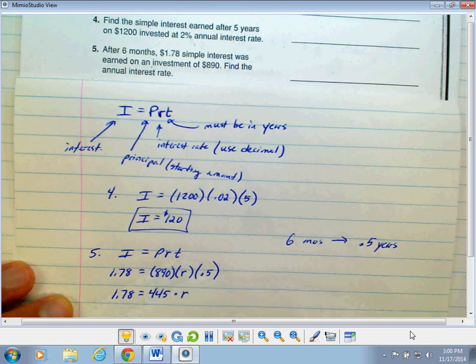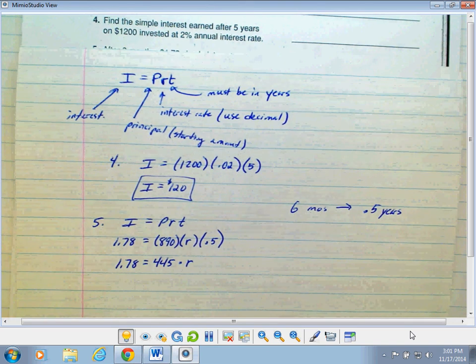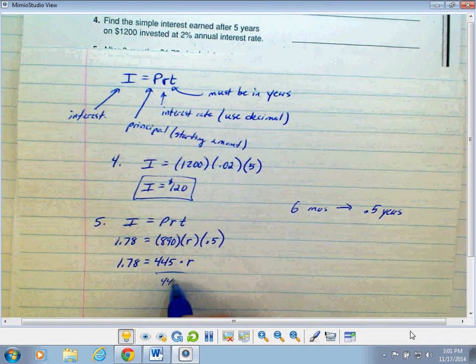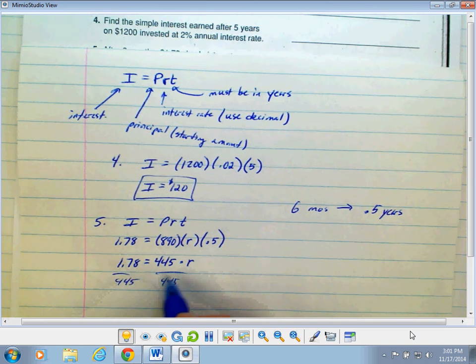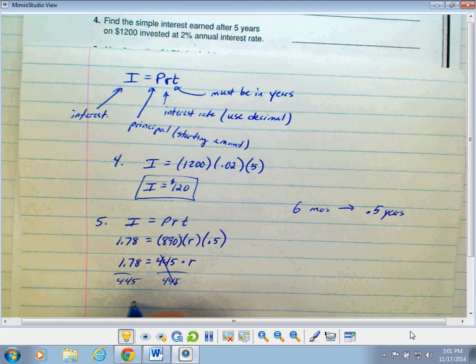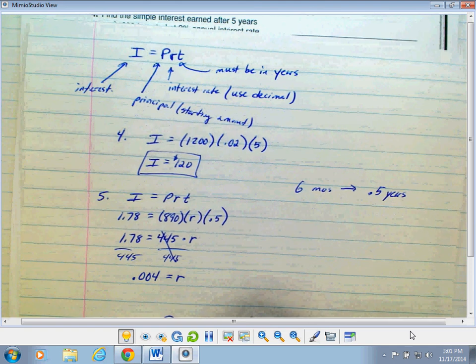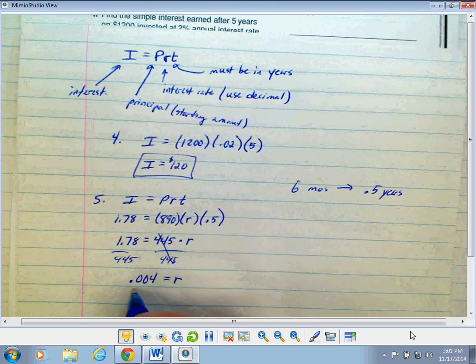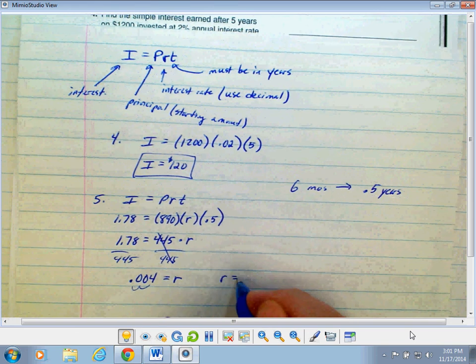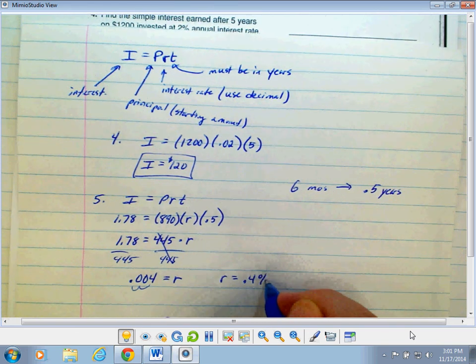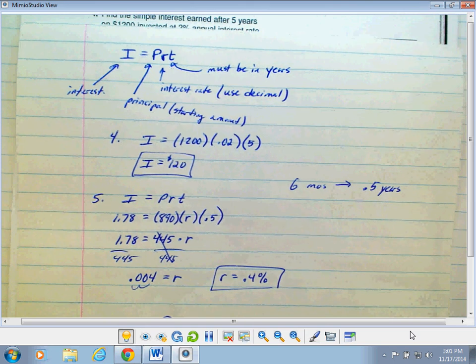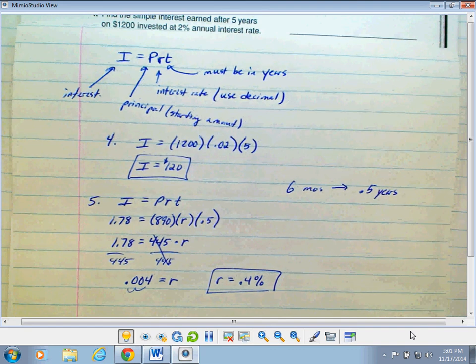And again, I want the R by itself. So I would take the whole problem and divide it by 445. And those will cancel. And I come to find out that R is 0.004. And I want that to be a percent because I'm looking for the interest rate. So I'm going to move the decimal point 2 places to the right, and I get a final answer for the interest rate of 0.4%. Which is pretty low, but unfortunately not all that uncommon.